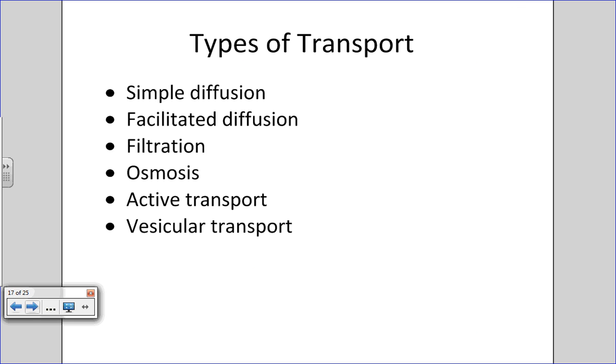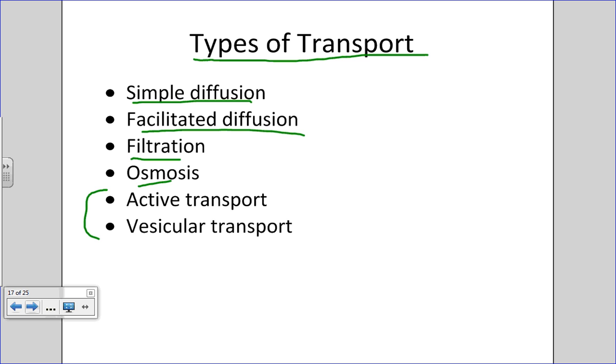Now we want to talk about specific types of transport across the cell membrane. There's what's called simple diffusion, facilitated diffusion, filtration, osmosis, and then a couple forms of active transport. There are various different types of active transport. For the sake of what you have to know for my class, we don't need to go terribly in depth with all the different types of active transport that can occur within us, but bear in mind, there's more than what I'm talking about. We could actually classify vesicular transport as bulk transport, and I'll talk more about that in a little while.